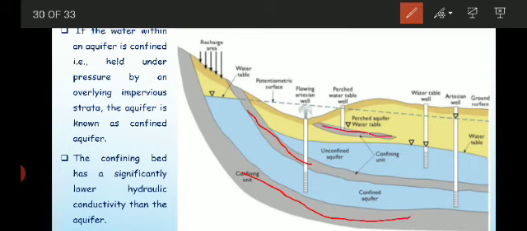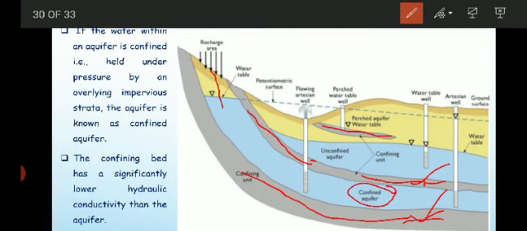You can see here there is a perched water table also, perched aquifer, perched water table well, and whatever gray color is, what is that? It is an impermeable or impervious material, that is confining material, you can say. That means it will not allow the water to percolate down. So here you can see the confined aquifer. How is it? It is in between two confining layers. You can see this is one confining layer and this is another confining layer.